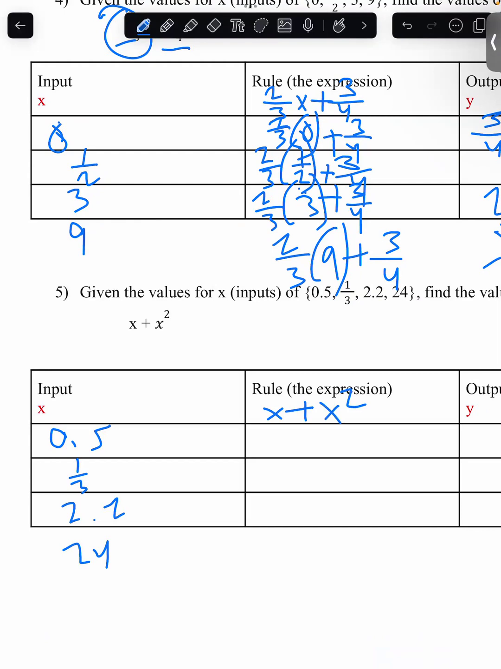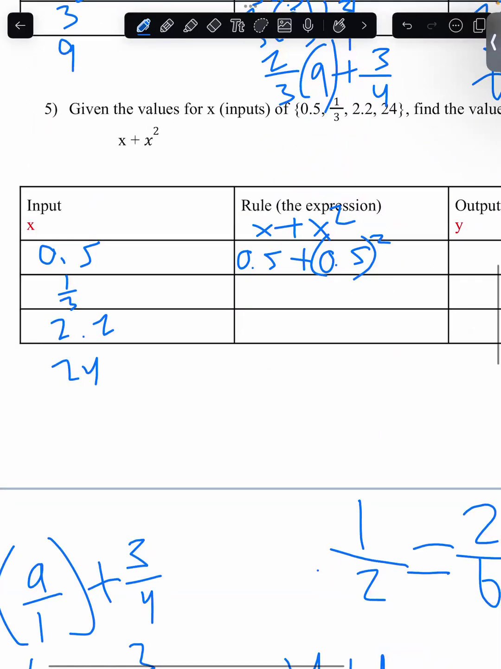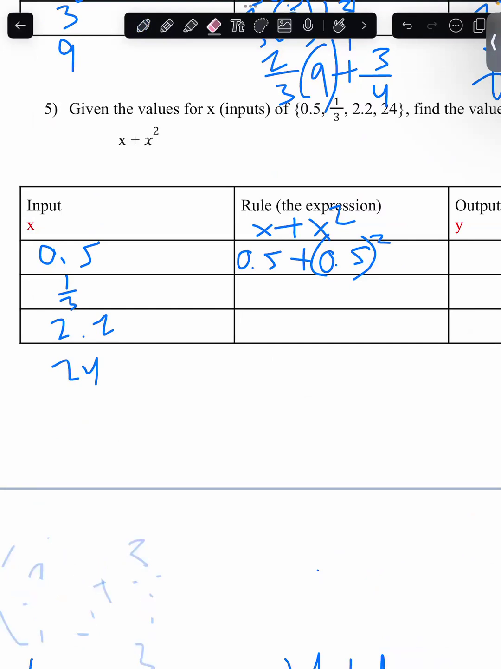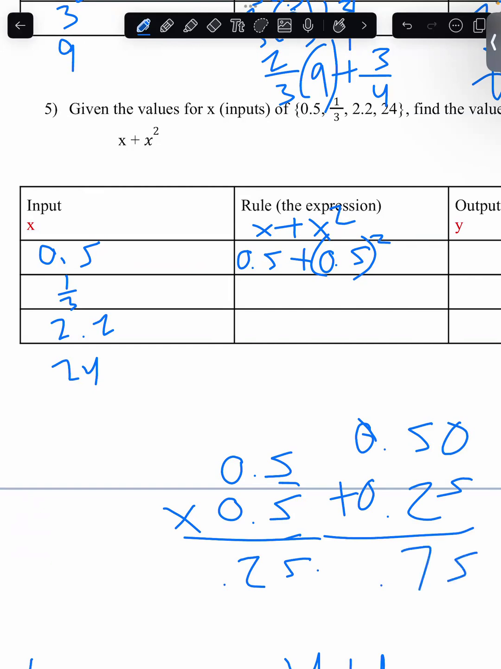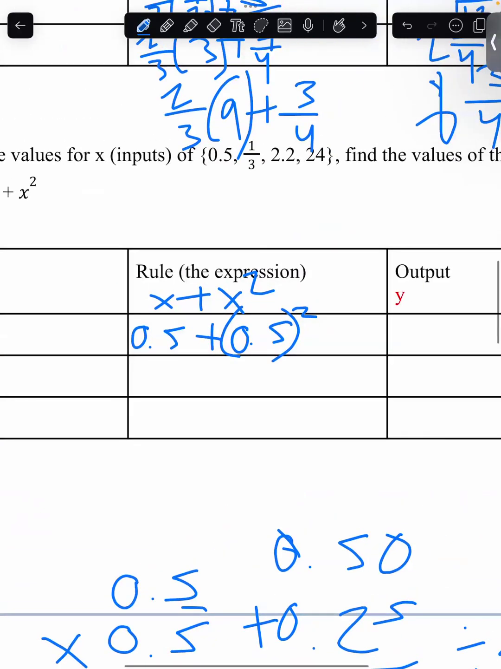All right, so we have 0.5 plus 0.5 squared here. That's going to give us, so 0.5 squared means 0.5 times 0.5, which is 0.25. 2 decimal places in the problem, 2 in the answer. So now we got 0.5 plus 0.25. Line up the decimal, so we need an extra 0 there. So it's 0.75. Okay, there's the first one.